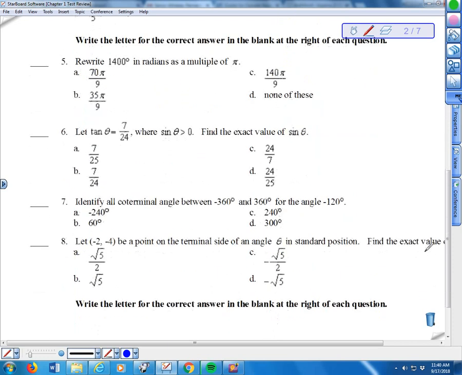Rewrite 1400 in radians. So I'm going to divide it by 180, multiply it by pi. The 10 cancels. That becomes 70 over 9 pi.